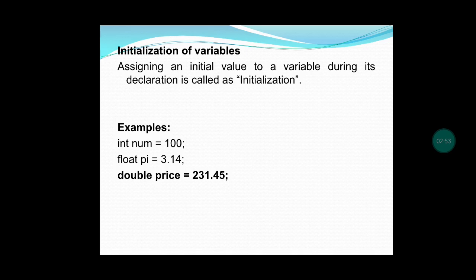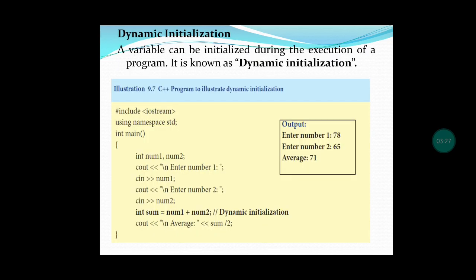Next, how to initialize the variables. If we give the value during the declaration itself, that is called initialization. Look at this example. We have declared the variables with some initial values, that is int num equal to 100, float pi equal to 3.14, double price equal to 231.45. So in the program itself, at declaration time, the value has been given. This is called initialization. And if you give the values during the execution time, that is called dynamic initialization.